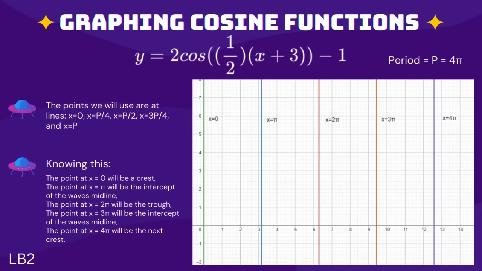Since we know that the mother function y equals cosine of x has its crest at x equals 0, and the period is the distance between two repeating points on the graph, we can see that dividing the period into 4 will result in the next 4 points being patterned like this: the intercept of the midline, trough, intercept of the midline, and the next crest.